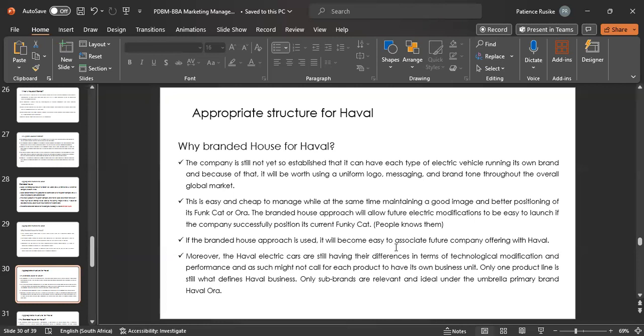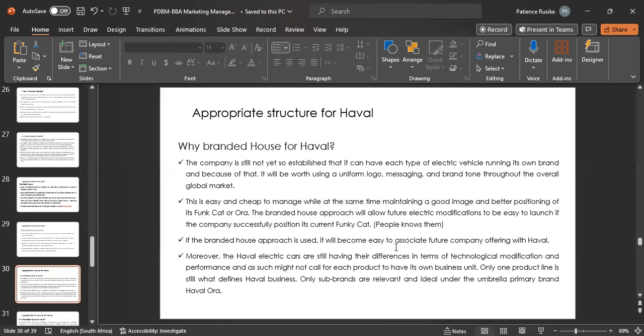Now, the other good point is that the company is not yet established in South Africa, so it can't have each type of electric vehicle running its own brand. It should get established first. You can't be established in a new market when you have a lot of brands. You confuse people. So given that it is not well established in the South African market, they should use one brand, a uniform logo, and the same messaging, right? This approach will make it easy and cheap to manage, while at the same time maintaining a good image. And then you are better positioning the brand.